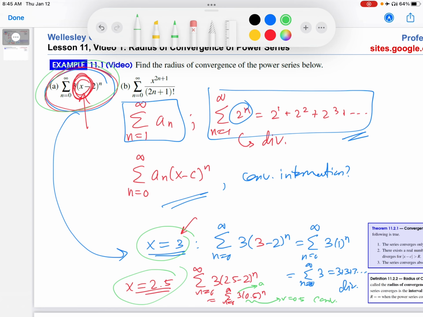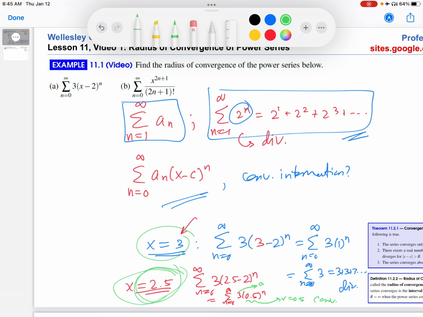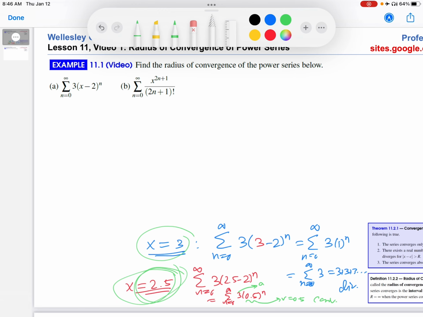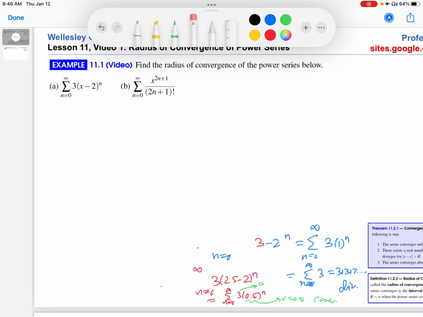And so that brings up the question, what are the set of x values for which this power series converges? For example, would 2.6 work? How about 2.7? How about 2.689? Right? So it'd be nice if there was a systematic way to figure out that set of x values for which the power series converges. And there does turn out to be such a systematic way.